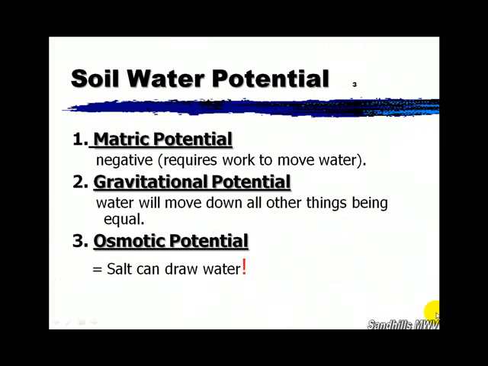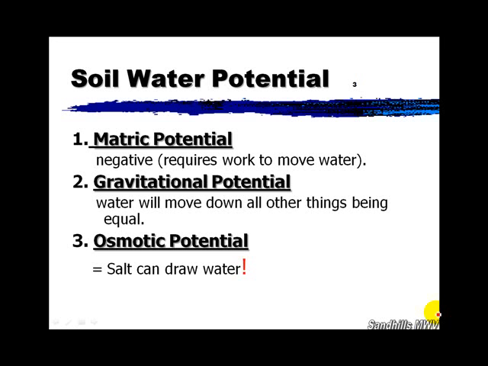So there are three forces we're going to talk about that act on water. Matrix potential, which is any negative potential. So things going from high to low potential, they're always going to go towards the lower side. It takes work to move it against that. So that would be a vacuum. We could pull against any negative matrix potential by creating a stronger negative potential somewhere else. So through matrix potential, water can move in all directions.